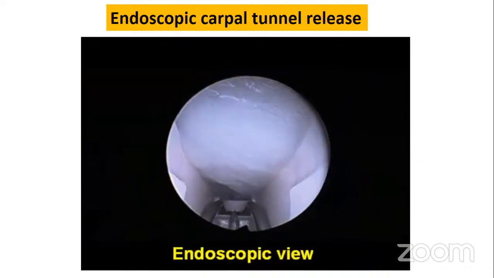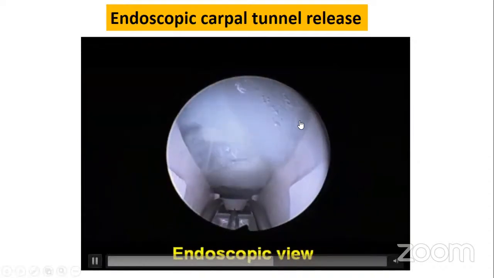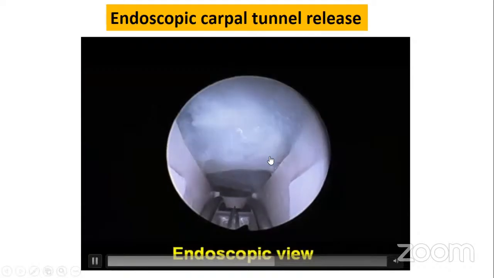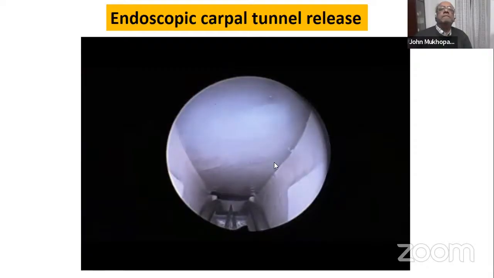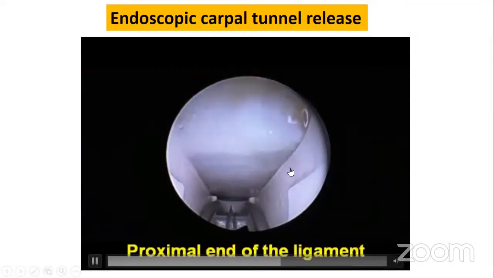As I showed you earlier, you need to see the transverse fibers nicely. If you don't see the normal and transverse fibers nicely, it means you're probably in the wrong plane. People have gone into even the Guyon's canal sometimes. So be careful with this. Nicely see these transverse fibers.